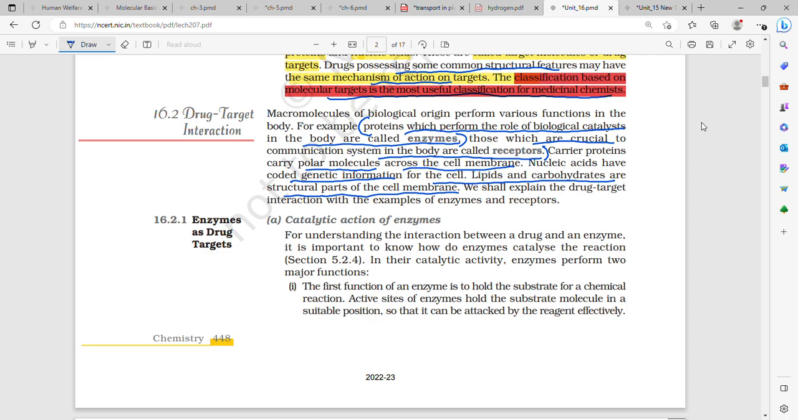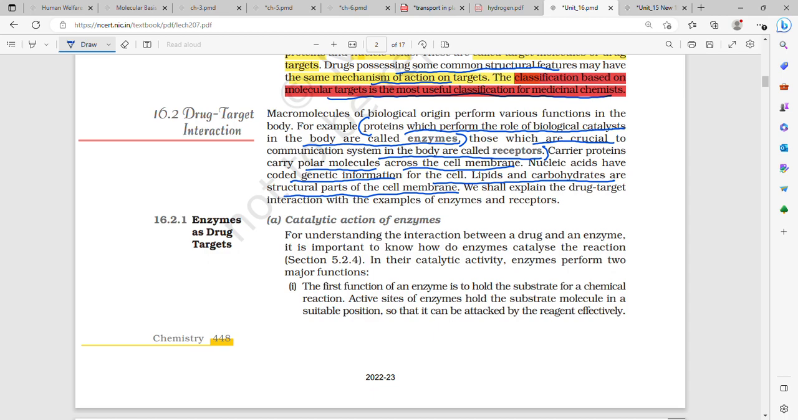Then there are those proteins which are crucial for the communication system in our body. They are called receptors. Carrier proteins help transport hydrophilic or polar substances, that is those which are not soluble in non-polar solvents like benzene. They help to carry them across the cell membrane, transportation by carrier proteins.